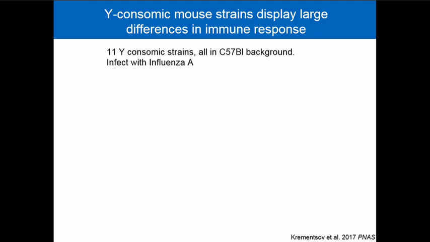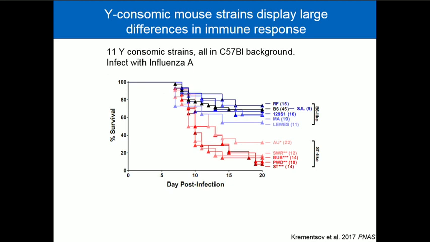And so they infected them with influenza A, and this is the survival curve of those 11 different lines, and they're dramatic differences. So they saw these differences and said, wait, the Y chromosome is affecting the immune response that severely? What is going on? And so they did a whole bunch of things. One of the things along the way was they said, okay, let's do RNA sequencing just to tell which of the Y-associated genes are impacting the immune response.